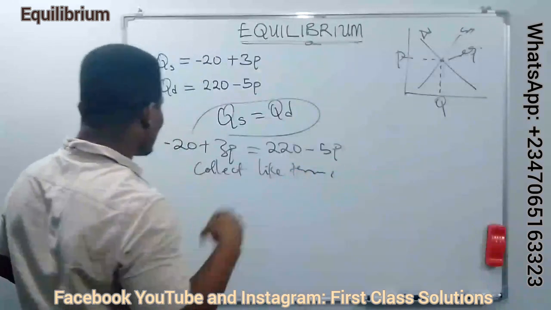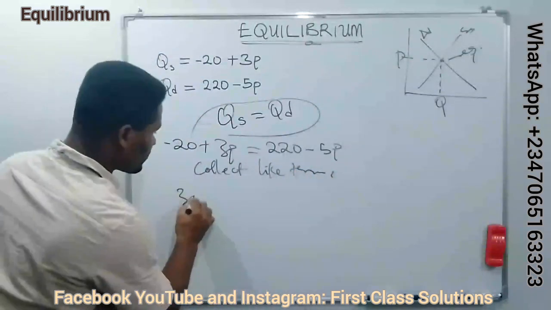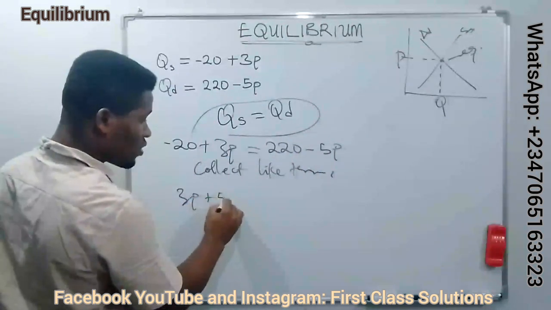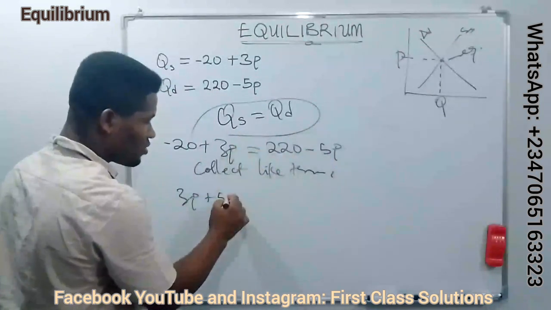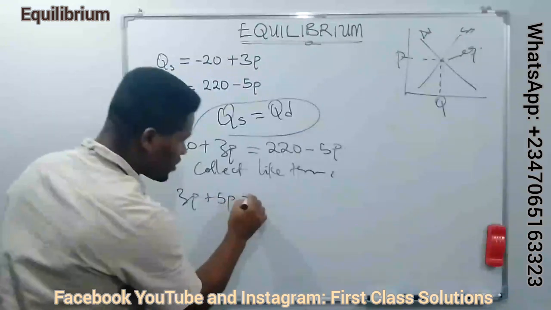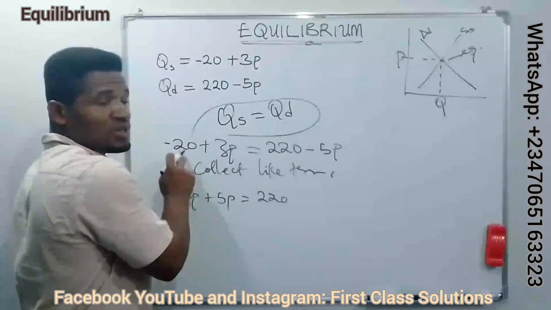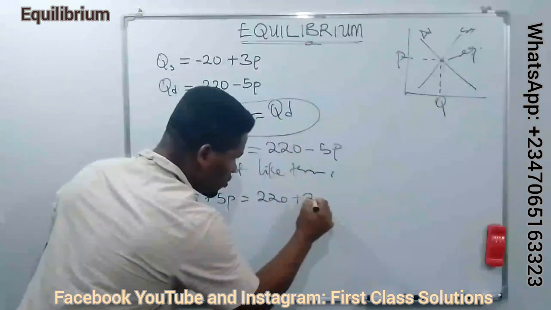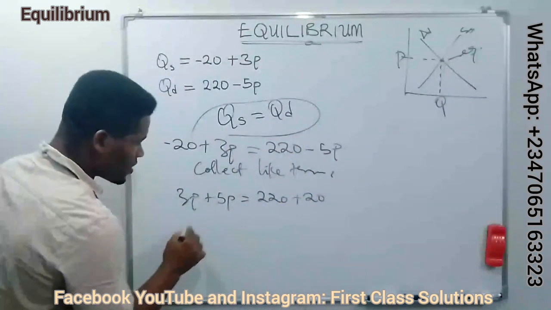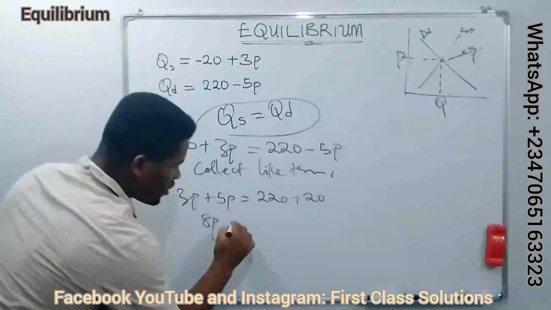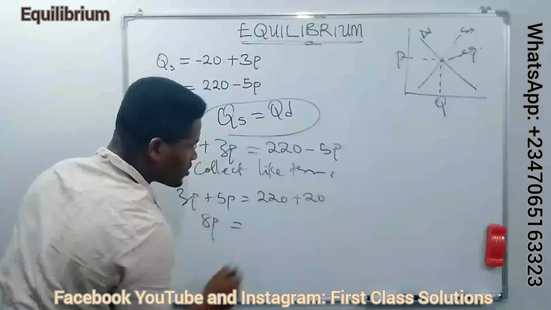In collecting the like terms, we have 3p, and we bring minus 5p to this side. It becomes plus; remember, when you take it to the other side, it becomes plus. So you have plus 5p, and minus 20 going to the other side becomes plus 20. So we have 3p plus 5p, which is 8p, being equal to 220 plus 20.